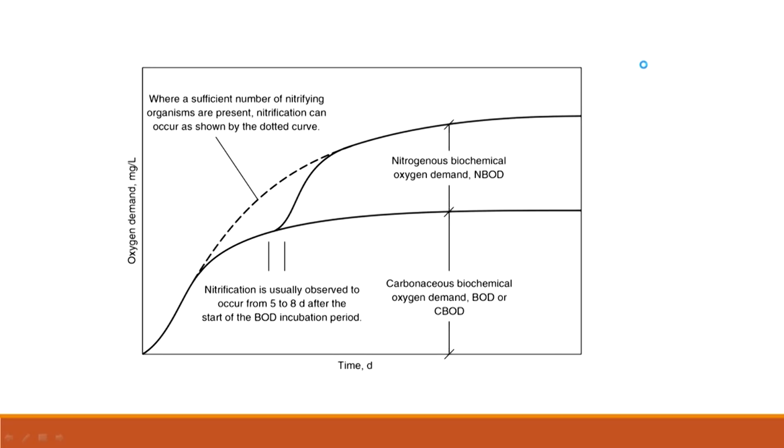I think we have a figure here before we move on to an example, right. So, we have oxygen demand on the y axis and on the x axis we have time, right. And here we see that initially there will be a lag phase, but that is not visible here. After the lag phase, the demand for oxygen will see an exponential increase. And what do we see here? When a sufficient number of nitrifying organisms are present, nitrification can occur as shown by the dotted line.